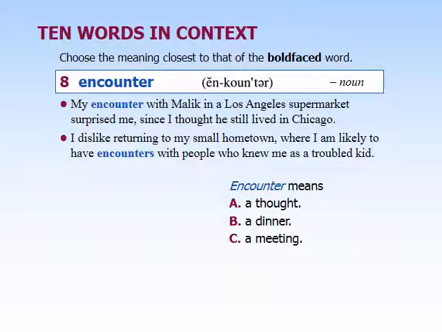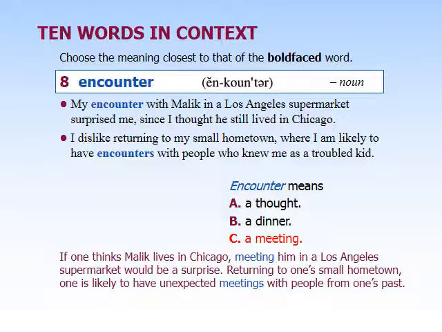All right, so our next one here is encounter. An encounter is a noun. Now you may have also heard the word encounter as a verb, and it is also a verb, but in this case we're focusing on the noun meaning. My encounter with Malik in a Los Angeles supermarket surprised me, since I thought he still lived in Chicago. I dislike returning to my small hometown, where I'm likely to have encounters with people who knew me as a troubled child. So encounter means a meeting.